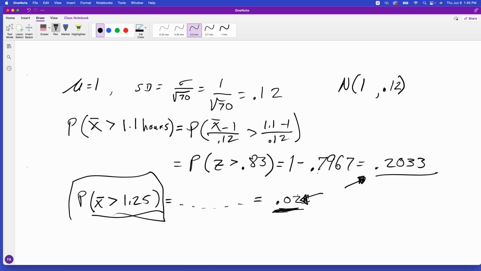I hope this information is useful. I hope these examples helped add to your understanding of what we're talking about with these normal distributions and how you can use these sample distributions to make decisions.